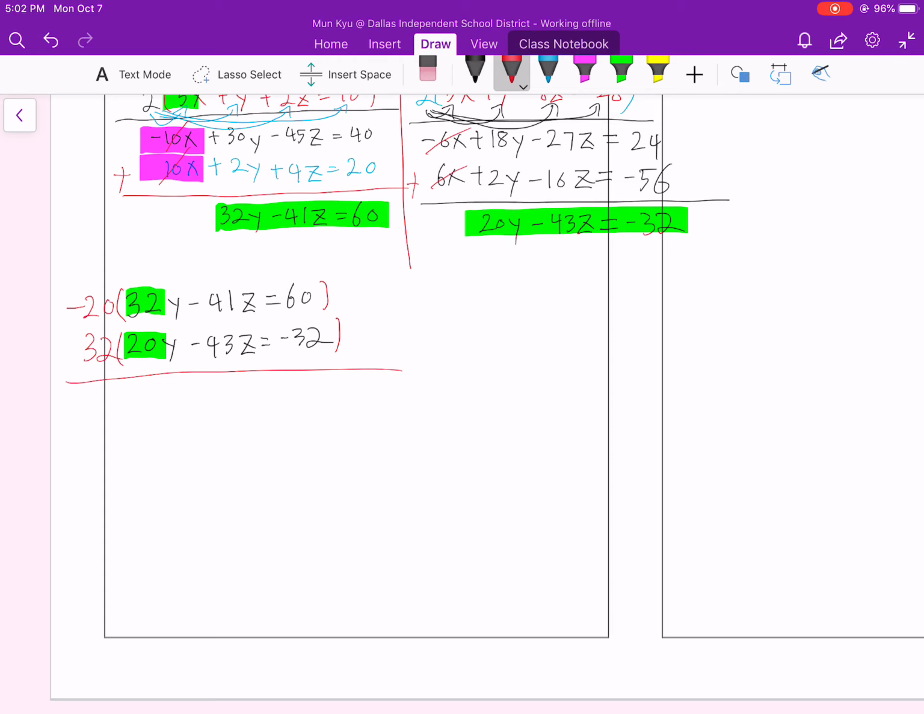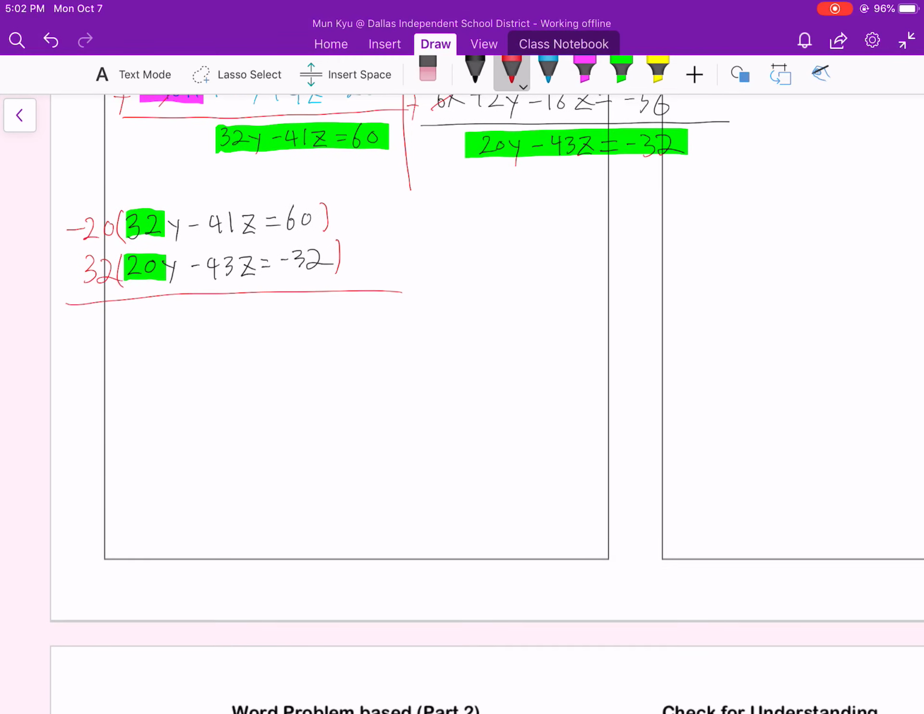Here, let's multiply again. It's long work. 20 times 32 is going to be negative 640y. Negative 20 times negative 41, again, that's going to be what? 820z equals negative 20 times 60 is going to be negative 1200.